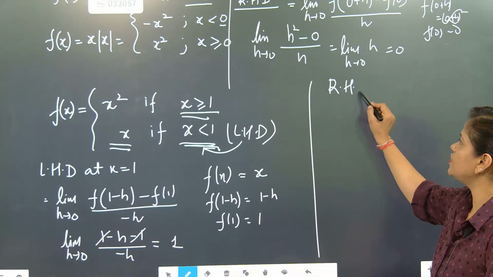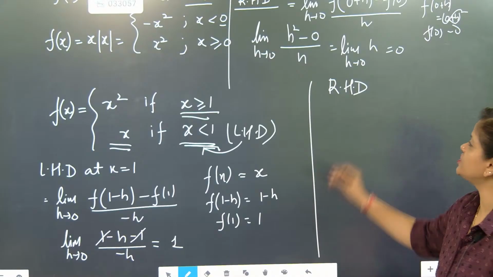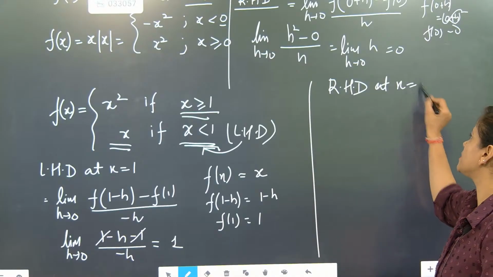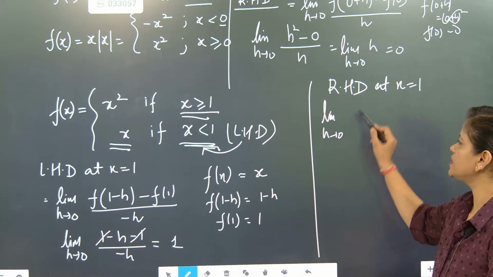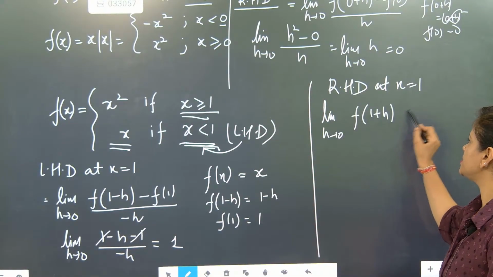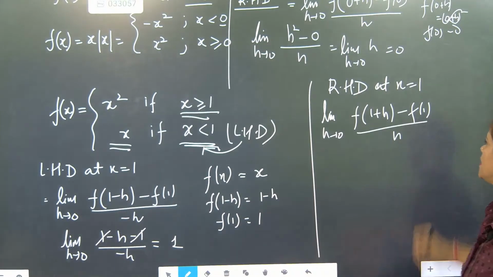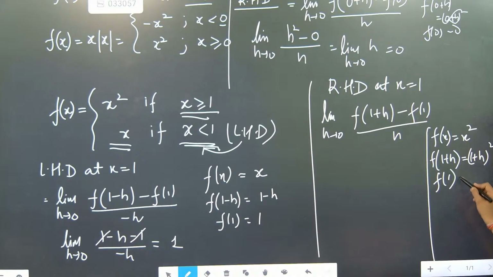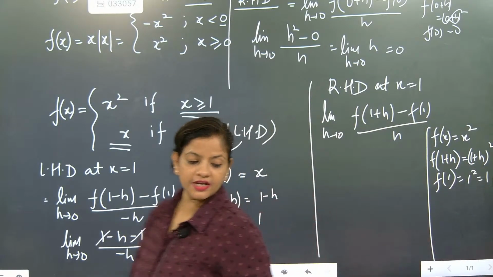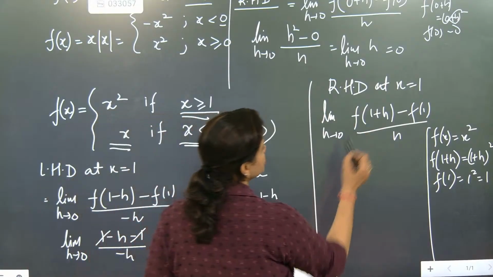So when you are going for RHD, what are you going to do? RHD at x equal to 1. Now here, limit h tends to 0, f of 1 plus h minus f of 1 by h. So what is given to you? Here f of x is given as x square. That means f of 1 plus h will become 1 plus h whole square. And f of 1 will become 1 square and that is 1. So these three values we are very much needing. We got that. Now we only have to substitute here.